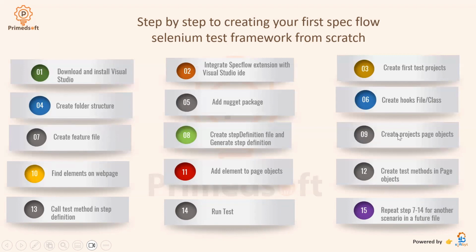Once you've done it, you can now create your page object. Find your elements for all of them, add all the elements, create the method for all of them, call the test method for all the steps in your step definition, and run your test. And that will be it. You watch us do it over and over again, and you will see how it's been done.